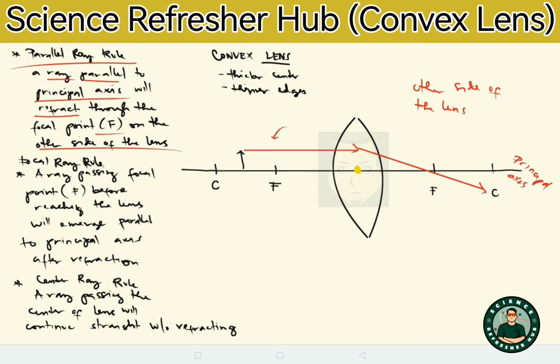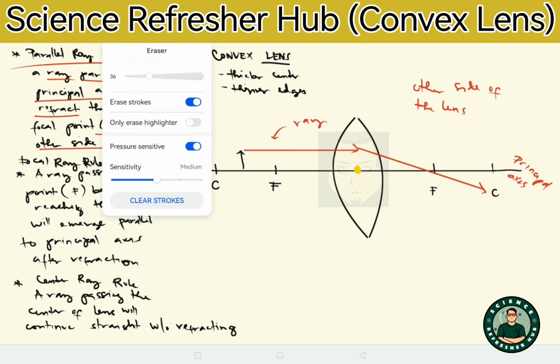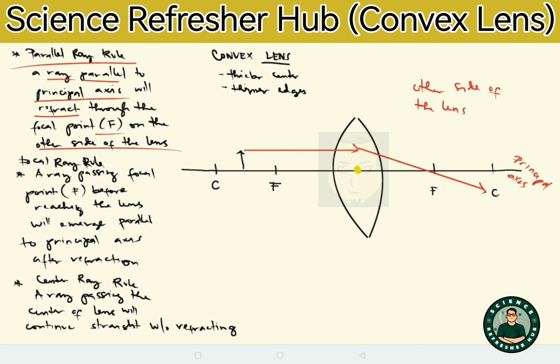A ray, this is a ray, and it's parallel with our principal axis. Parallel means lines that never meet. Okay, please take note. So as easy as that. That's our first rule. Okay, now what about the second rule? Let's have the second rule now.